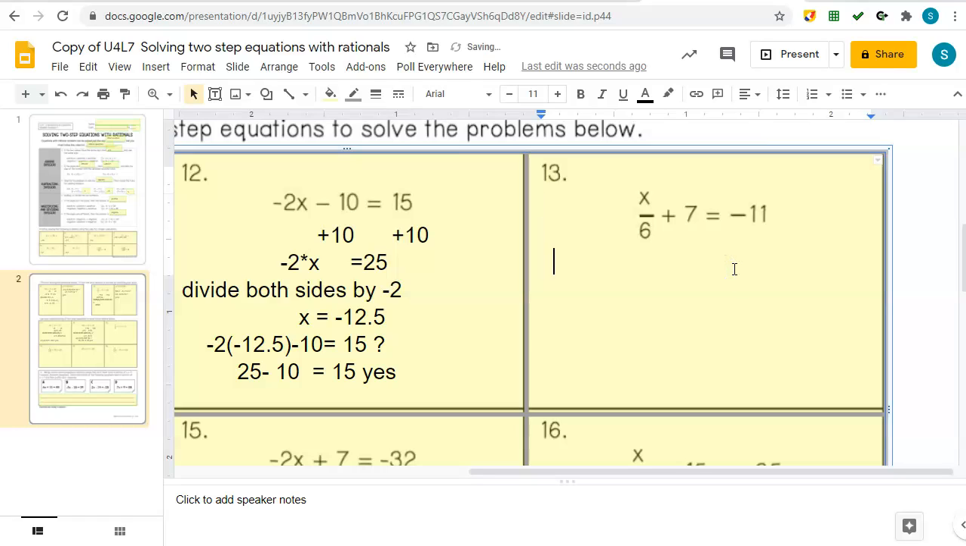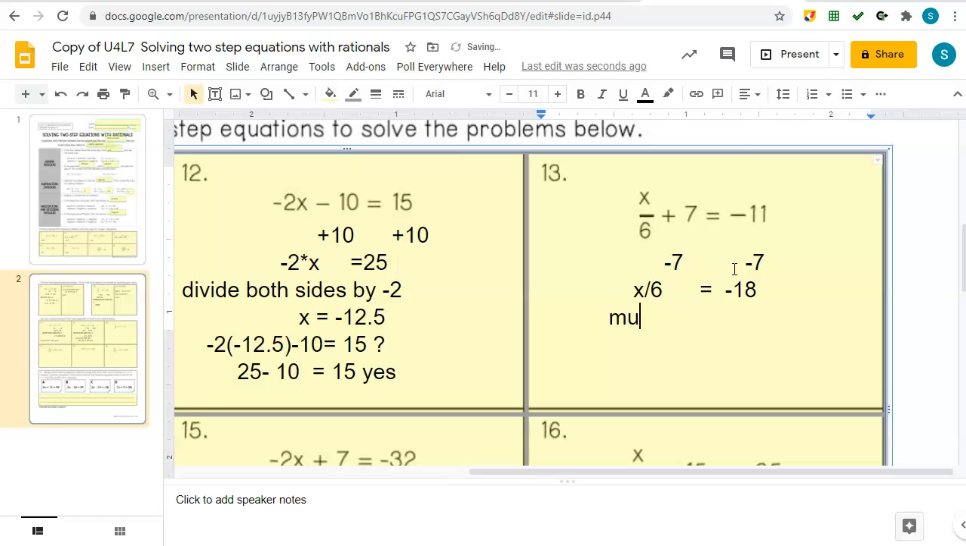Okay. So let's take a look at this. How are we going to get rid of the plus 7? We're going to subtract 7. Now, remember that we're always working backwards. So we find the last operation that we get. And here now we get x divided by 6 equals, well, what is negative 11 minus 7? That is negative 18. How do I get rid of a divide by 6?